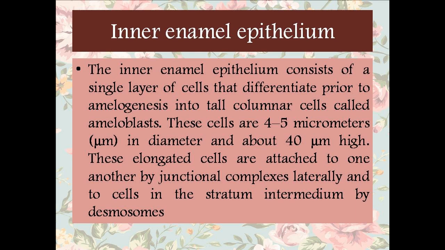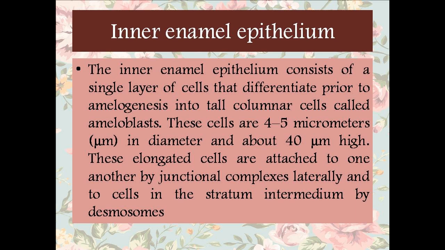Inner enamel epithelium in the bell stage consists of a single layer of cells that differentiate prior to amelogenesis, that is the process of formation of enamel, into tall columnar cells called ameloblasts. What are these ameloblasts again? These are the enamel forming cells. These cells are 4 to 5 micrometers in diameter and about 40 micrometers in height. These elongated cells are attached to one another by junctional complexes that laterally enter the cells in the stratum intermedium by desmosomes.